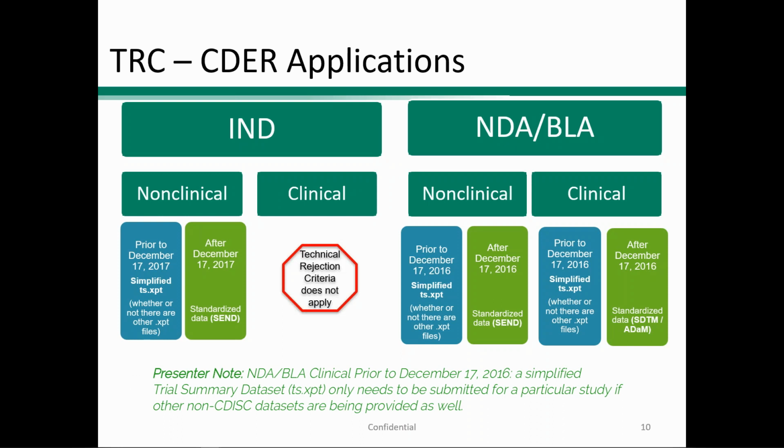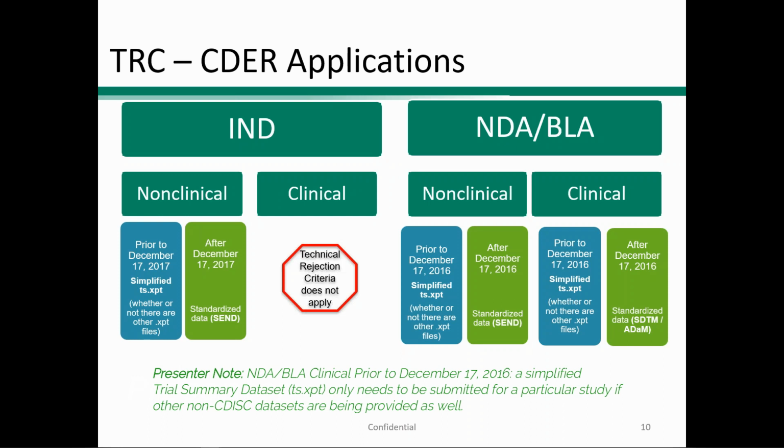For non-clinical, if it started prior to December 17, 2016, you only need to submit the simplified TS dataset. Again, regardless if you're submitting other data or not. And the same goes for your clinical studies. If you have studies that started after December 17th, 2016, they want to see the standardized data packages.